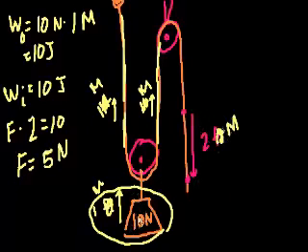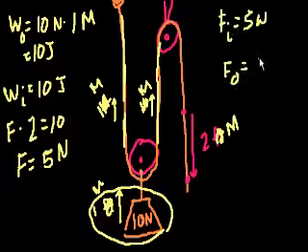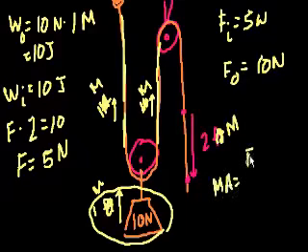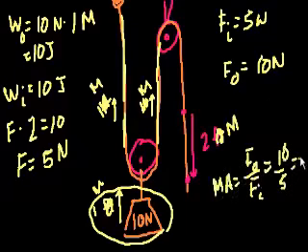Force times distance is equal to force times distance. So what was the input force? The input force is equal to 5 newtons, and the output force of this machine is equal to 10 newtons. And mechanical advantage is the output over the input. So the mechanical advantage is equal to the force output divided by the force input, which equals 10 over 5, which equals 2. And that makes sense, because I have to pull twice as much for this thing to move up half of that distance.